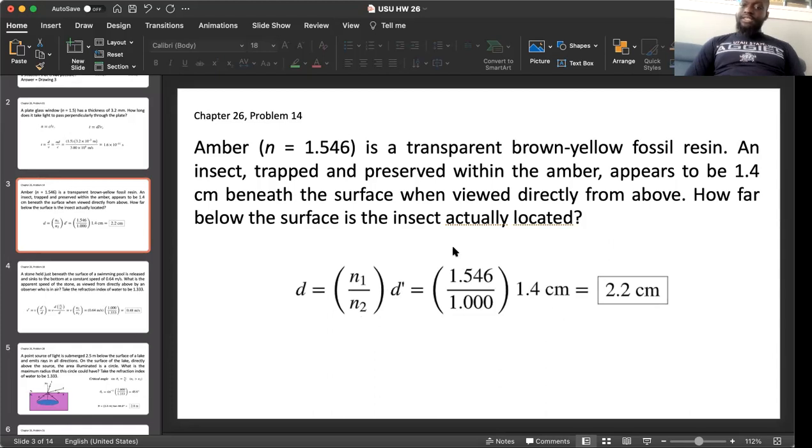And then the distance that is observed, that appears, the apparent depth, is 1.4. So you put that in and you get the real depth. So you see it's actually deeper. 2.2 is deeper than 1.4. It's deeper than you see because refraction makes it look closer to you.